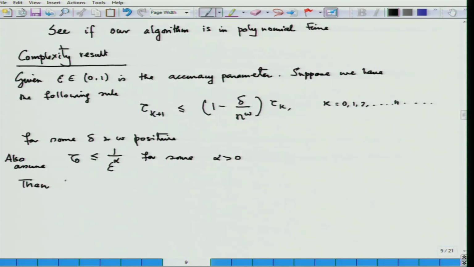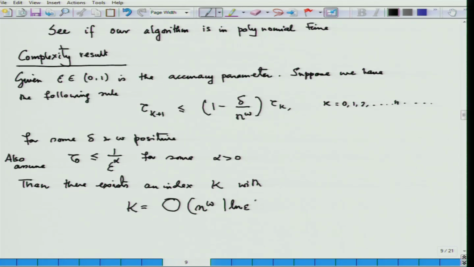Then there exists an index k, k is one natural number. So, x of k, that is where you stop. There exists an index k with k equal to big O of n omega natural log of epsilon, such that tau of k is less than equal to epsilon for all k which is bigger than this k.